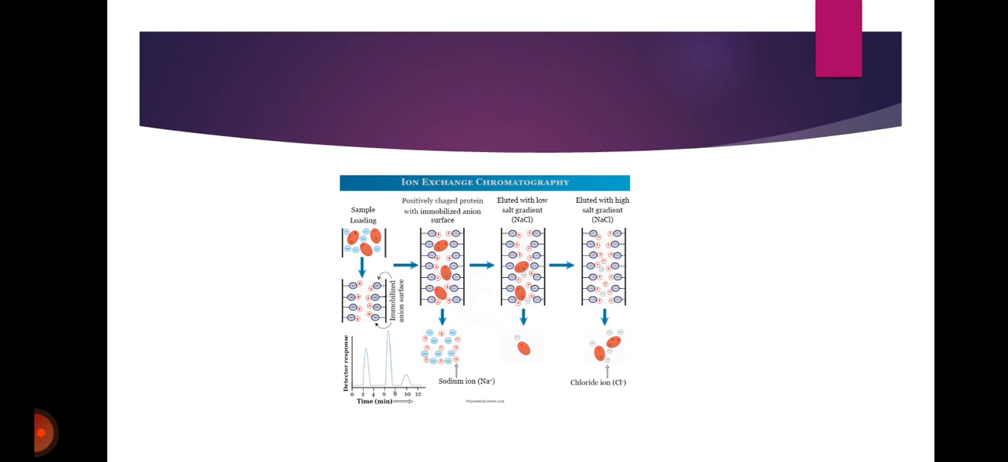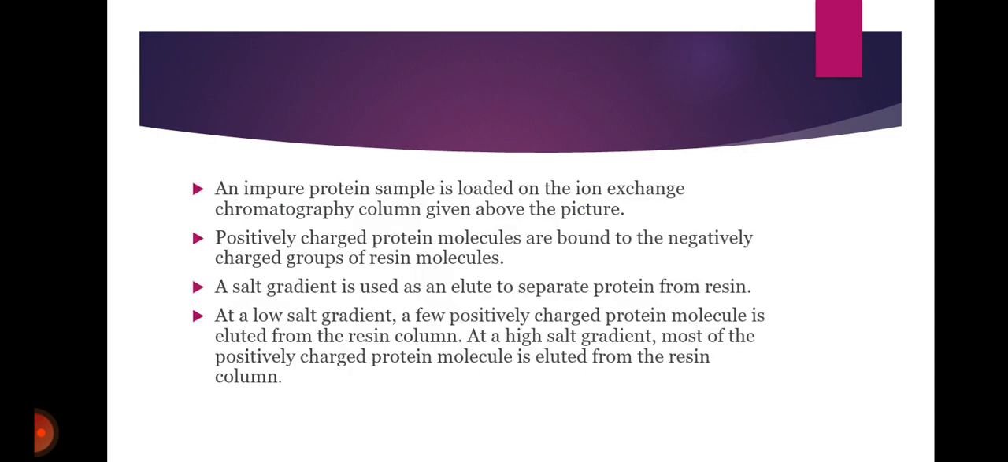Okay, first of all I'll explain this. An impure protein sample is loaded in ion exchange chromatography in the previous diagram. Positively charged protein molecules are bound to the negatively charged groups of the resin molecule. A salt gradient, that is basic NaCl salt, is used to elute and separate protein from resins. At a low salt gradient, a few positively charged protein molecules are eluted from the resin column. At a high salt gradient, most of the positively charged protein molecules are eluted from the resin column.